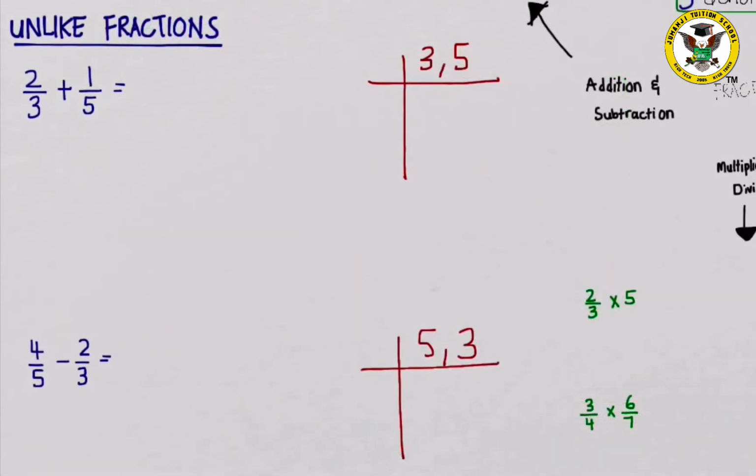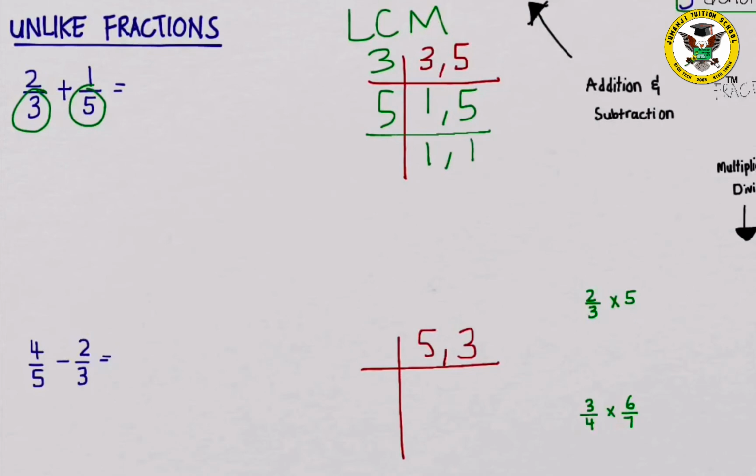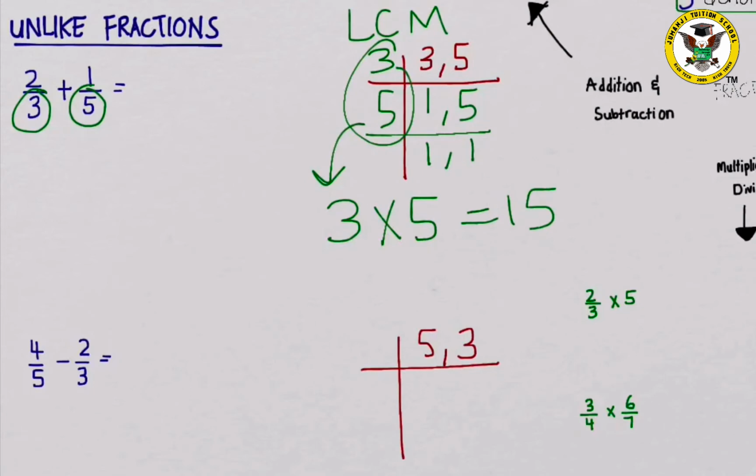Next is when we have unlike fractions. As you can see, the denominators are not the same. We have 3 and 5. So first, we need to find the LCM of 3 and 5. LCM is when we divide the numbers until they become 1. It's not necessarily that the two numbers can be divided by this one number. So 3 times 5, from here, we get 15. Which means the denominator must be 15.